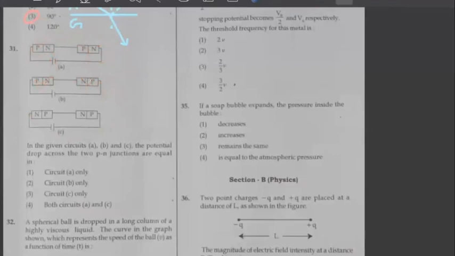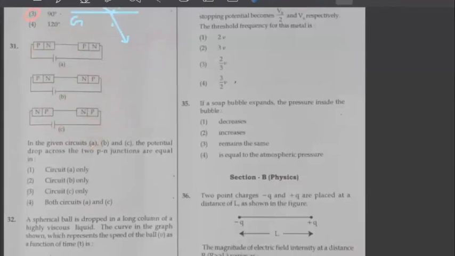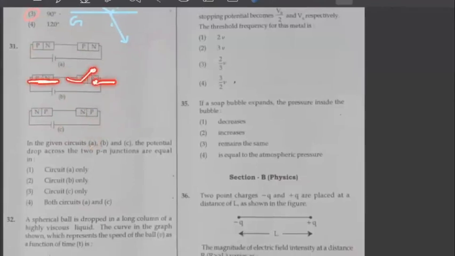And again, this is NP. Here current will flow. So in the given circuit ABC, this is nothing but a mirror image of this one. So these both are kind of the same actually. If I see this circuit from behind, it will be this one. So in the given circuit ABC, the potential drops across the two PN junctions are equal in what? In this one, this is an open circuit, and this one is a closed switch. So obviously the potential drops are not the same, because here the entire voltage will appear here, and this is almost 0 volts. So then I will go with A and C, both circuits A and C.